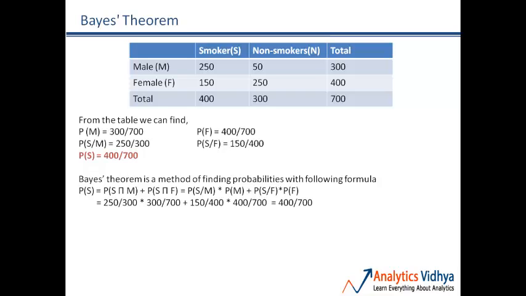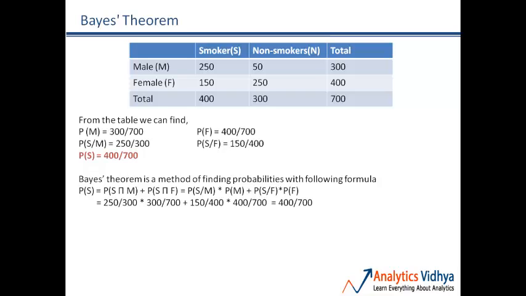Now, coming to conditional probabilities, if I know that I am choosing a male person, what is the probability that I choose a smoker? Here, the total population of males is 300 and the smokers are 250. So P(S|M) is 250 by 300. Similarly, P(S|F) is 150 by 400. Now, P(S) can be directly calculated from this table: total smokers are 400 and total population is 700. So the probability of choosing a smoker at random out of these 700 people is 400 by 700.